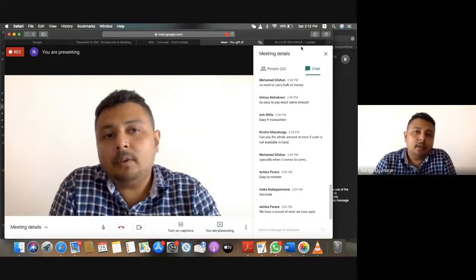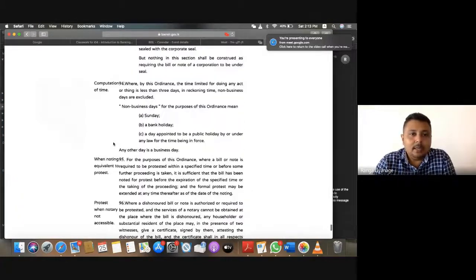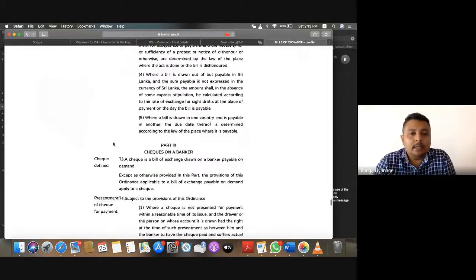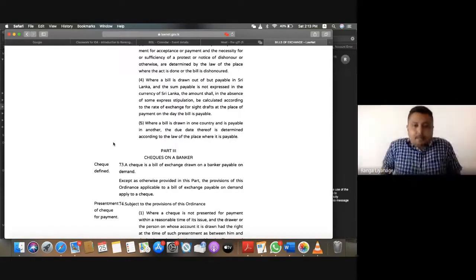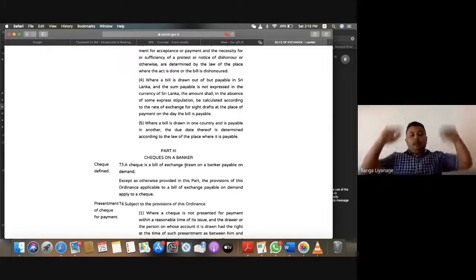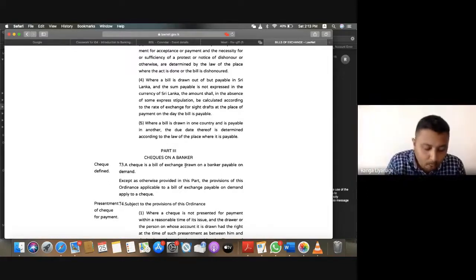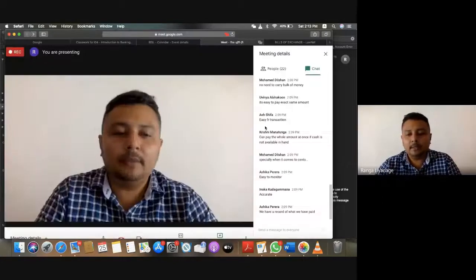So the distinction between bills of exchange in general and checks is provided under section 73. Rather, it defines what a check is. It's a bill of exchange drawn on a banker payable on demand. Drawn on a banker, payable on demand, right? On the other hand, all checks are bills of exchange. All checks are bills of exchange. All bills of exchange are not checks. That is the main difference.